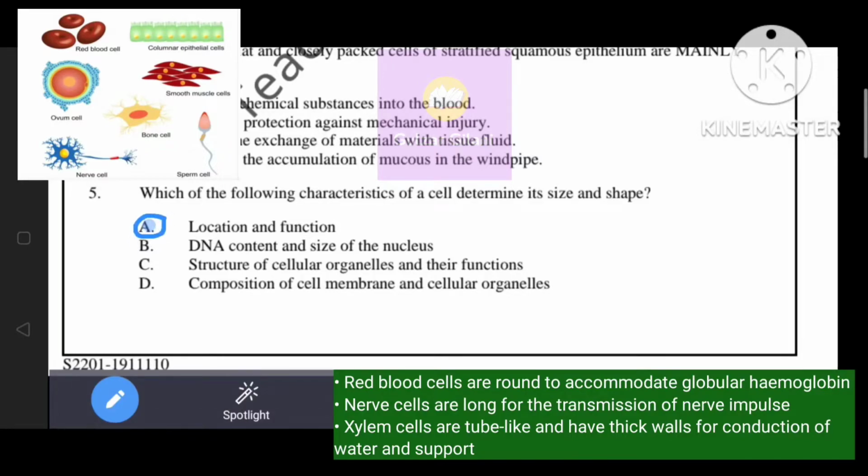As you know, red blood cells are round to accommodate globular hemoglobin. Nerve cells are long for the transmission of nerve impulse. Xylem cells are tube-like and have thick walls for conduction of water and support. Means option A, location and function is the correct answer.